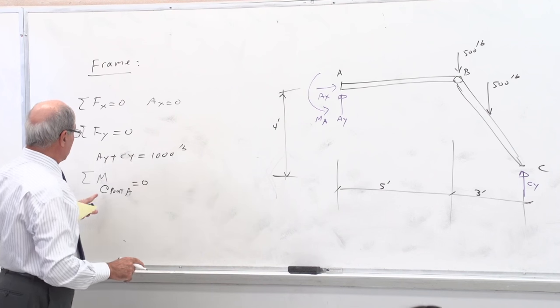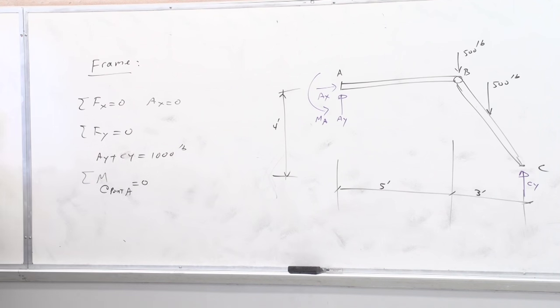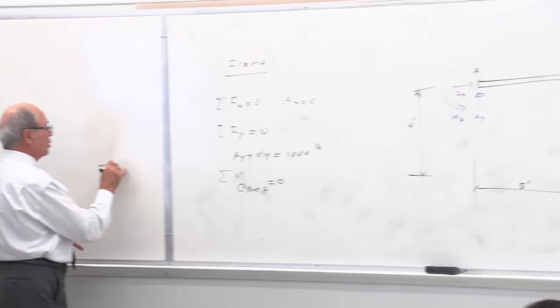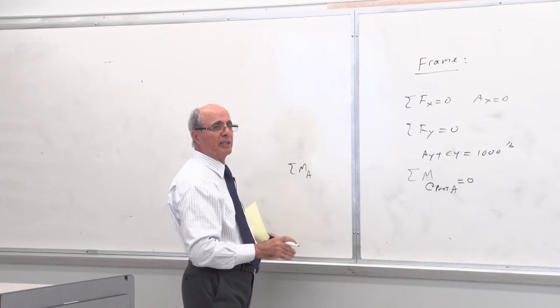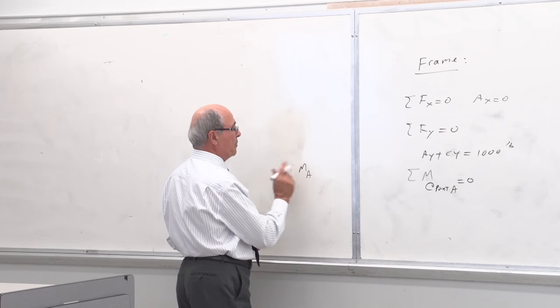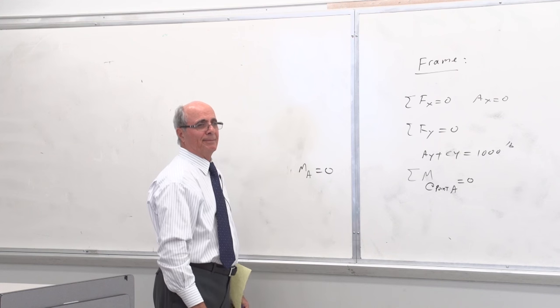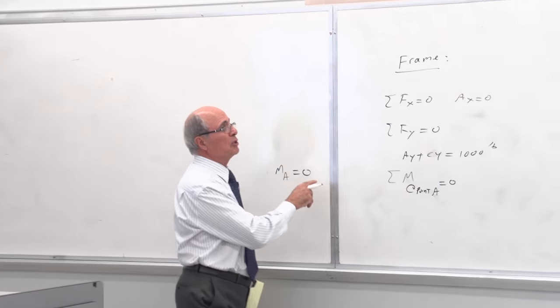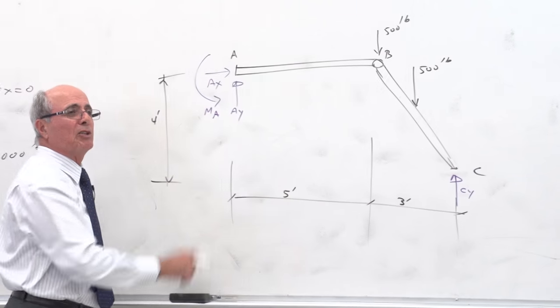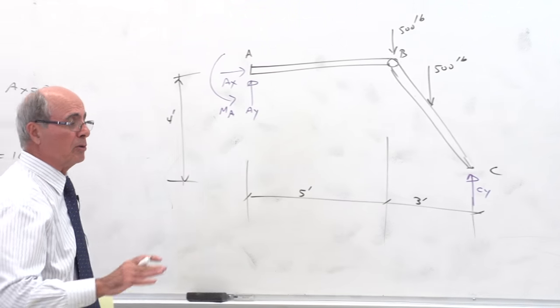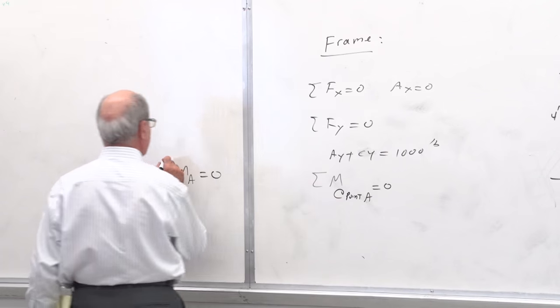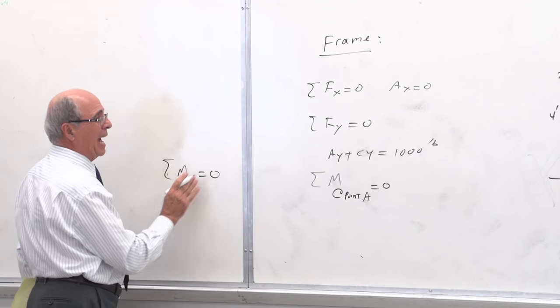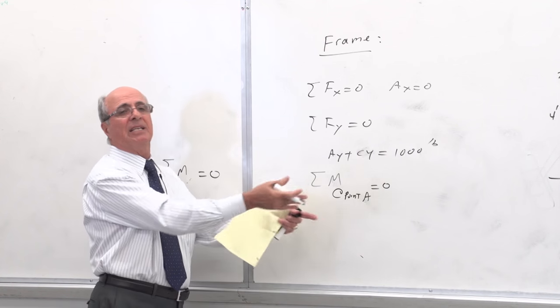Some people write it, instead of writing like that, they write it like that. First of all, some of you even don't put summation there, which is the worst scenario. Some people write MA equal to, you're laughing because you know what I mean. If you wrote MA equal to zero, that means this MA must be equal to zero. Many times I told you not to do that. Summation of the moment at point A, exactly that's what you have to do.